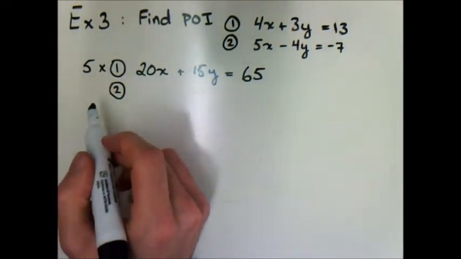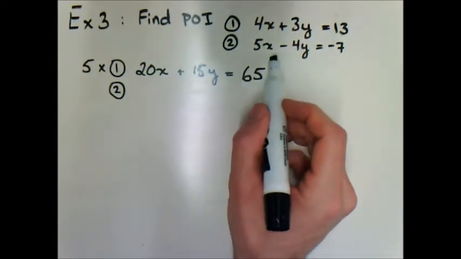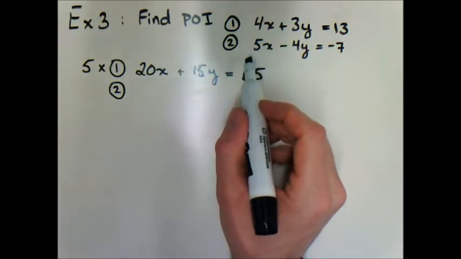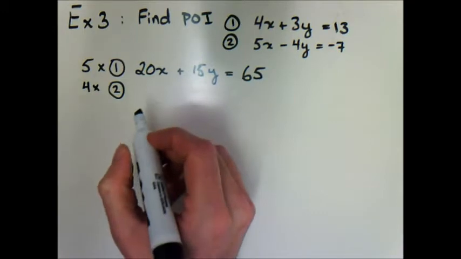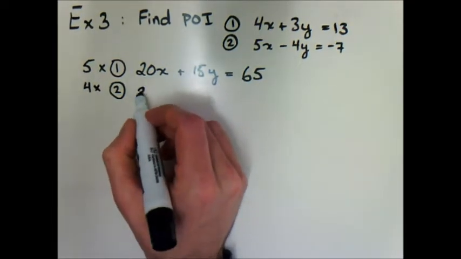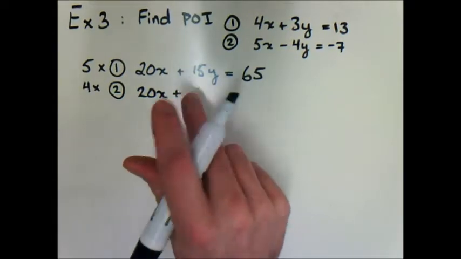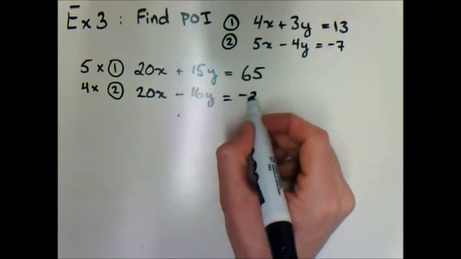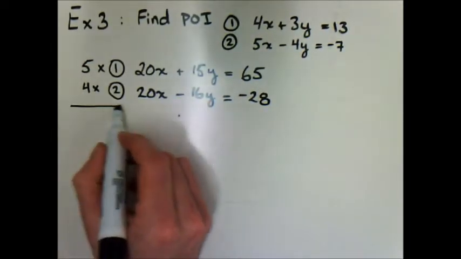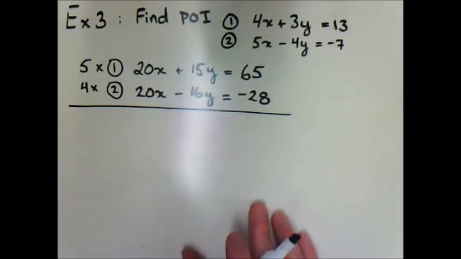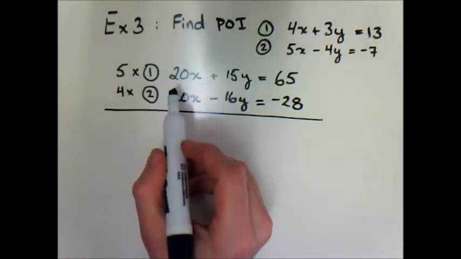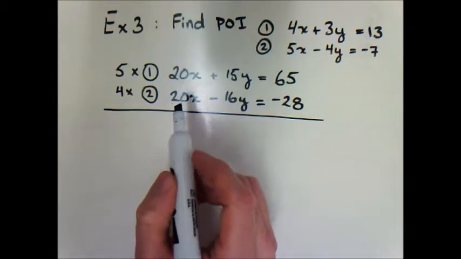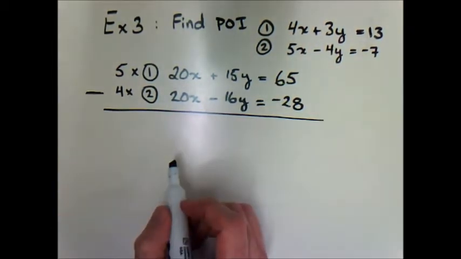What do we do to equation 2 in order to get 20 x's? Right. I'm going to multiply the entire equation 2 by 4. I have 20x minus 16y equals negative 28. Now you add them. Careful, because I have positive 20x and positive 20x. So if I added them, I'd have 40x. I need to subtract equation 2 from equation 1.